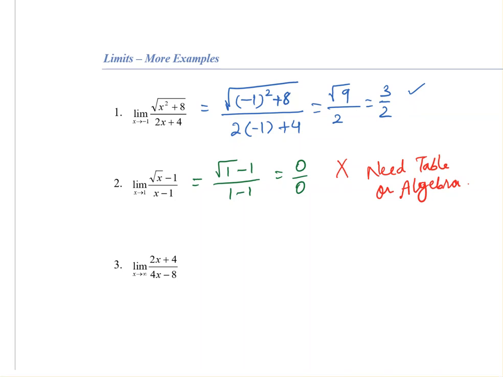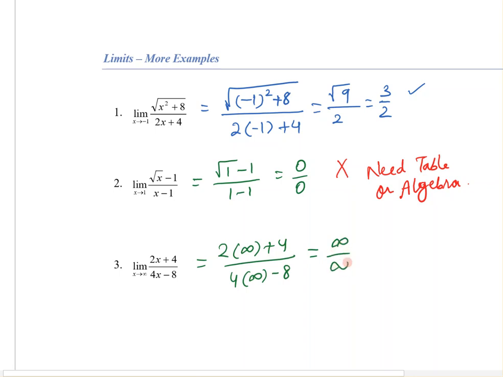All right, let's take a look at the next one. Again, I'm going to plug in the value. x is approaching infinity. If I plug in infinity here, we get a really, really large number on the top and on the bottom. Again, this is an indeterminate form. So we cannot just simply plug in the values and solve it. We need the table method or we need to do some algebraic manipulation here.